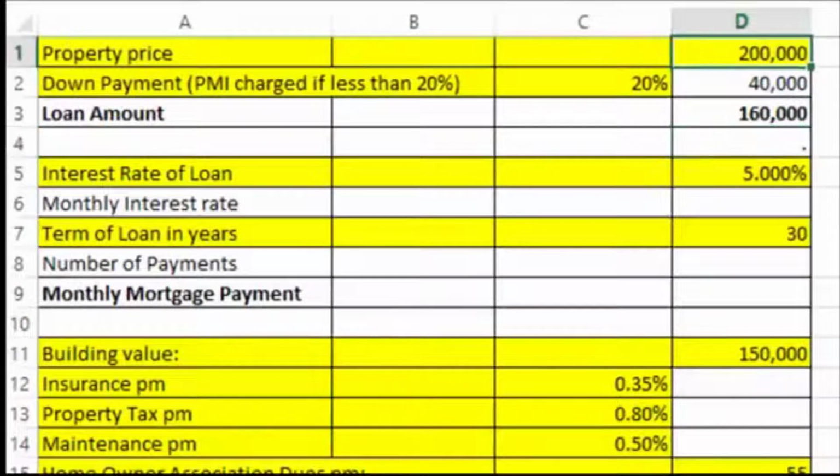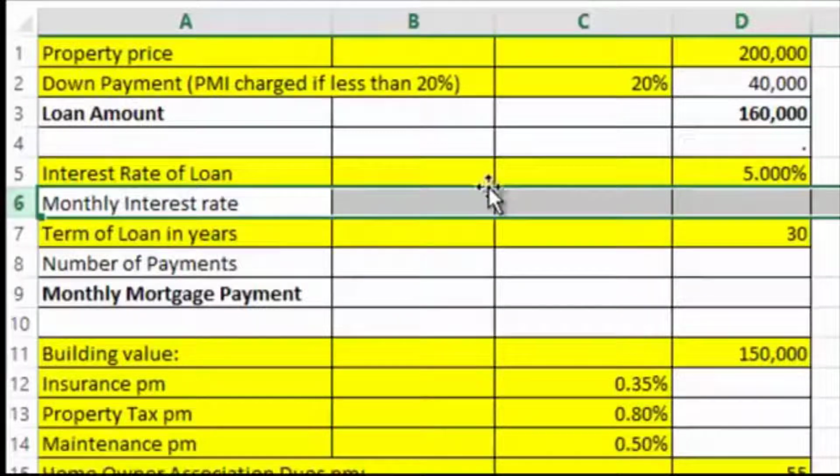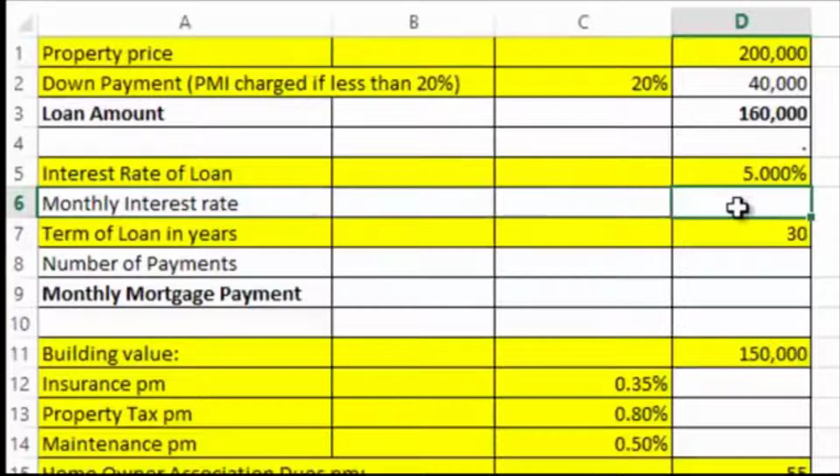And then, of course, if your property price changed to say 350,000, then you'd need a different down payment, and that would be your loan amount. Okay, so moving on, I've got an interest rate of 5%, and on row 6 I need to calculate the monthly interest rate. The monthly interest rate is going to be the annual interest rate, which is 5%, divided by what?